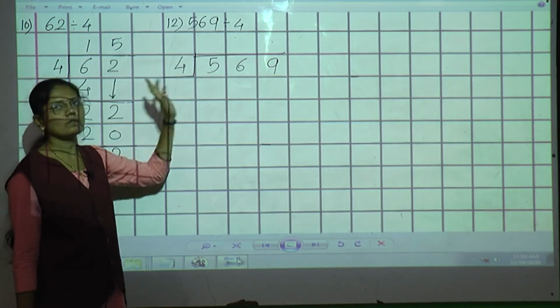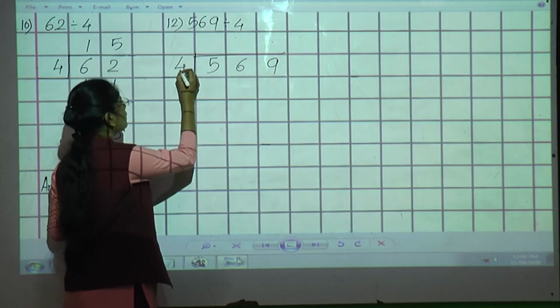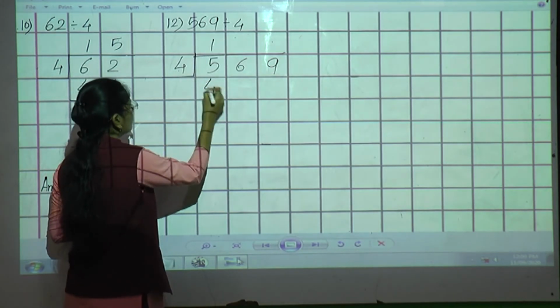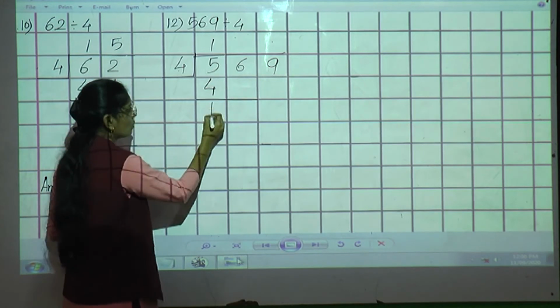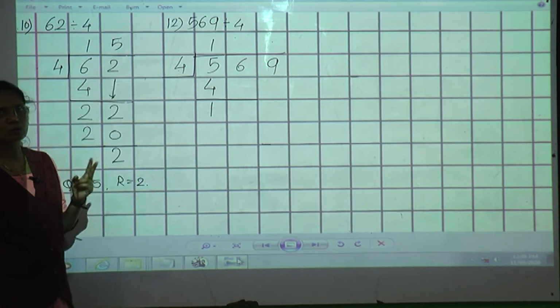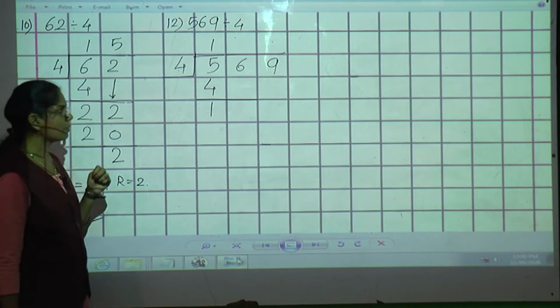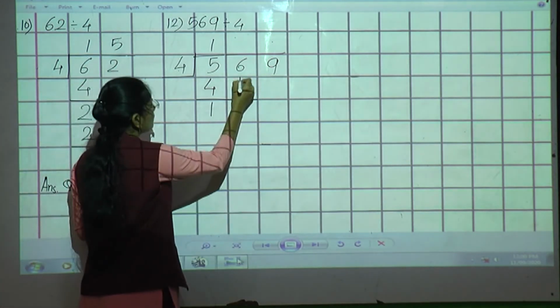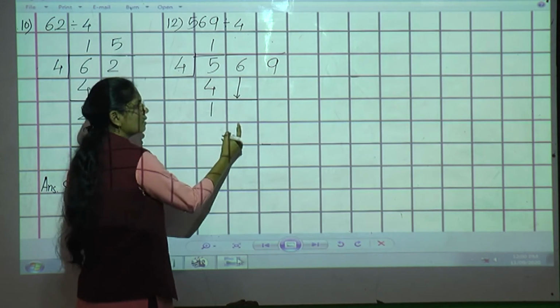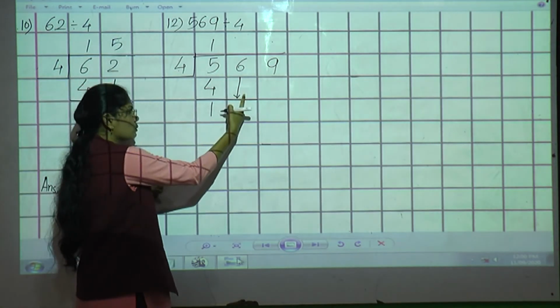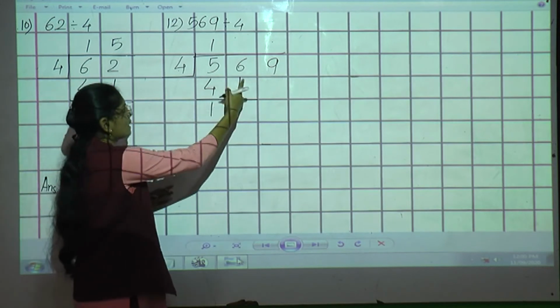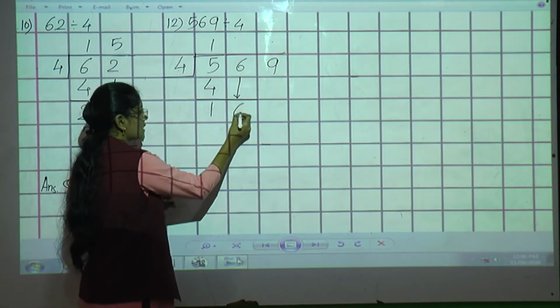Now in the table of 4, 5 is not there. So what we will do? 4 ones are 4. Now do the subtraction. 5 minus 4, 1. Now we'll move to the next step. In step 2, we have to take this number down, which is at the tens place. Because after hundreds, we'll move to the tens place. So at the tens place here 6 is there. So this 6 will come down.